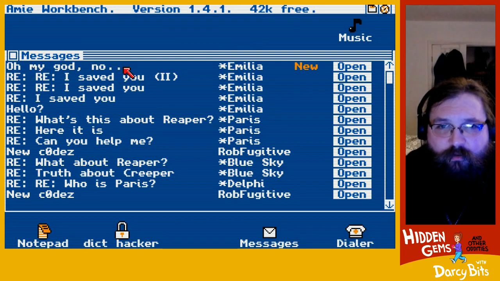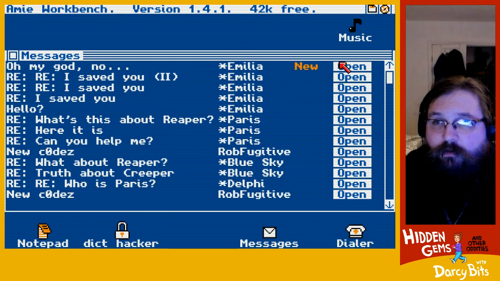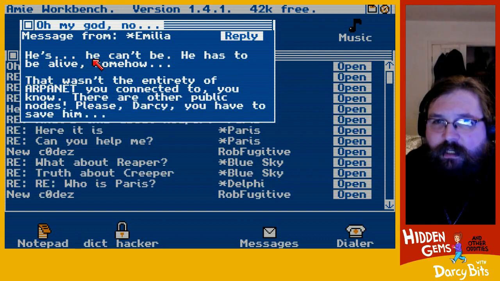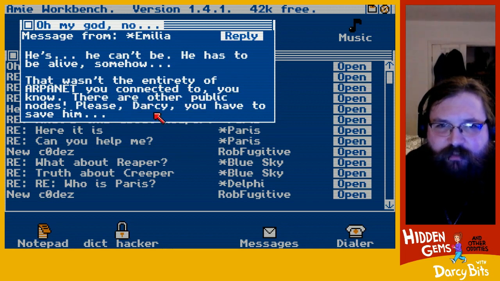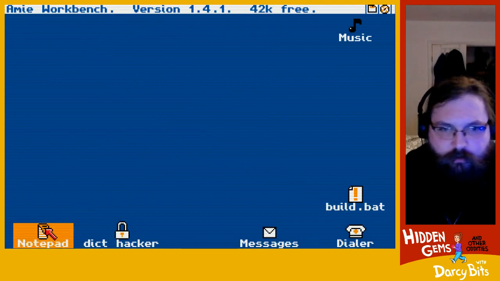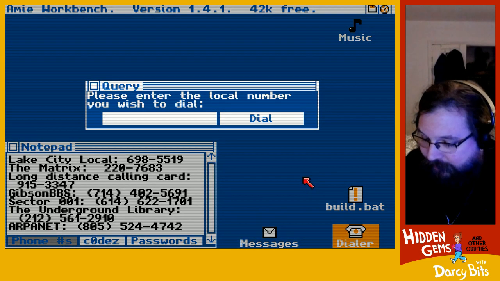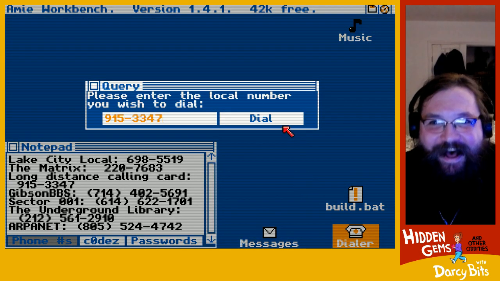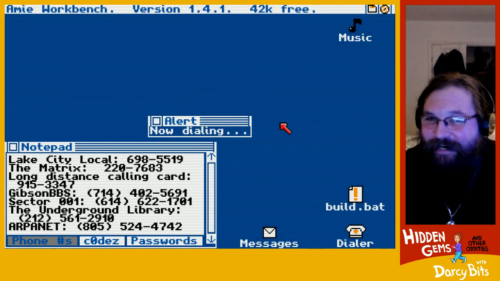Oh my god, no. Wait, what? He can't be. He has to be alive somehow. That wasn't the entirety of ARPANET you connected to. There are other public nodes. Please, you have to save him.